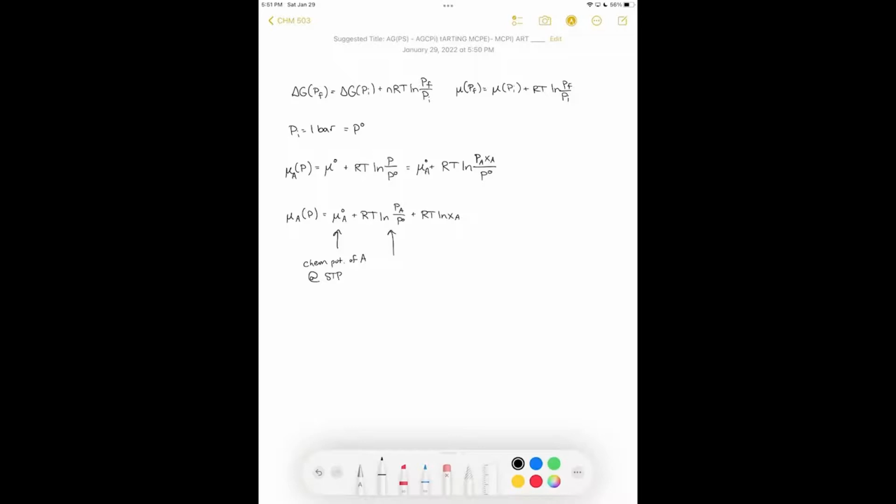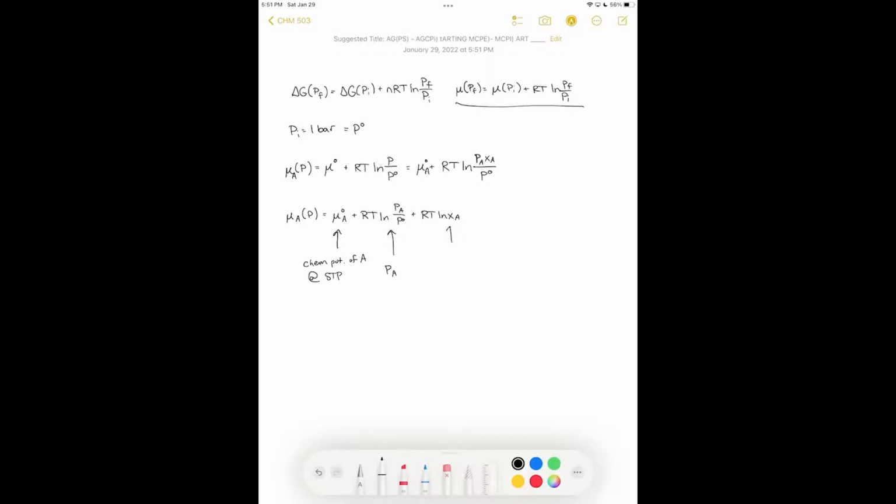This term is a correction to say that we are not at standard pressure, but we are at a pressure of PA, whatever PA is. And if we were at standard pressure, so if PA was equal to 1 bar, that would give us the natural log of 1, which is 0. So this is a correction term that says, okay, if we're not at standard pressure, we're at a different pressure, how do we correct that? Which is the same as we showed up here.